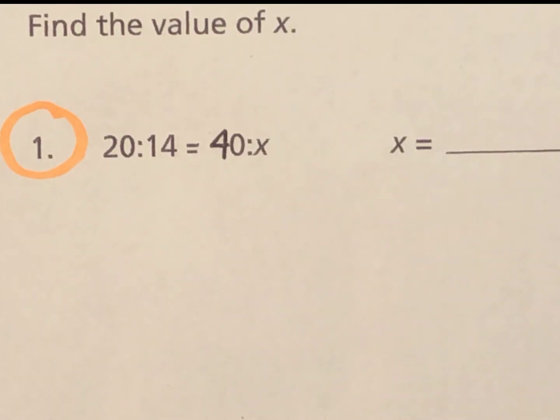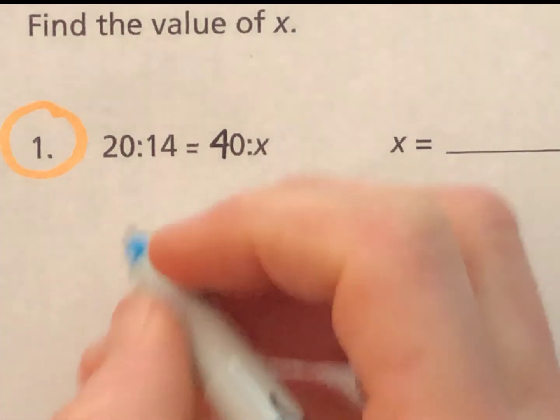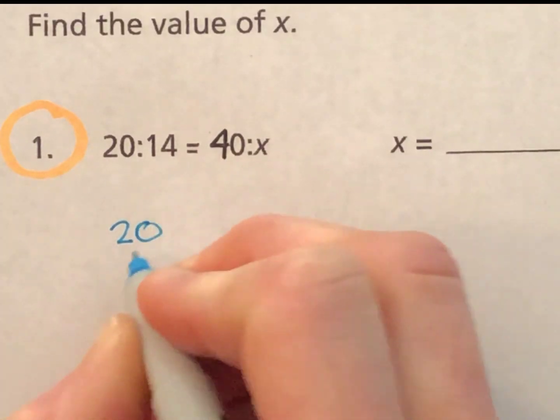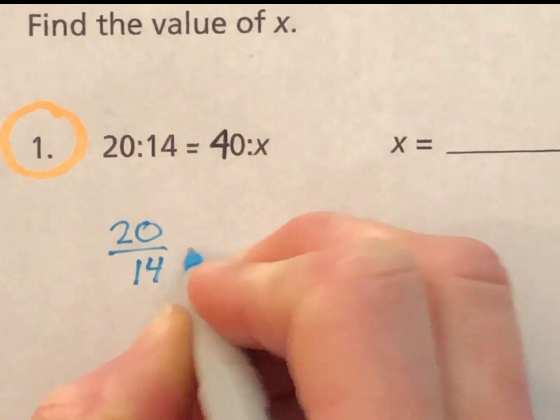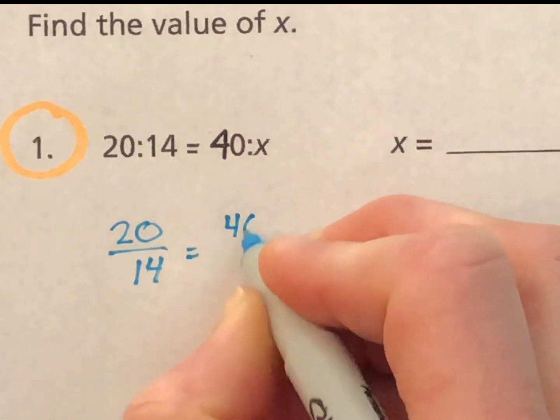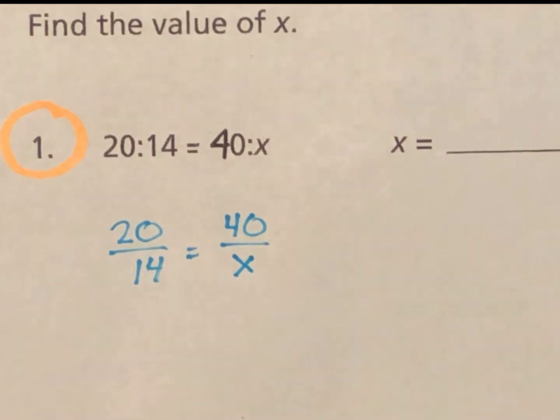When you're looking to make equivalent proportions, or should I say proportionate ratios, it can be a little daunting when it's in that format. So what I strongly suggest you do is write these as fractions. So 20 is first, so I'll put 20 on top. 20 over 14 equals 40 is first and x is next. Like that. Now it's a whole lot more obvious to see what it is.